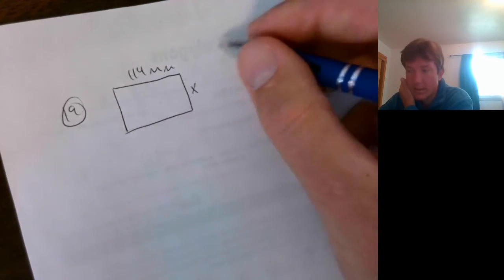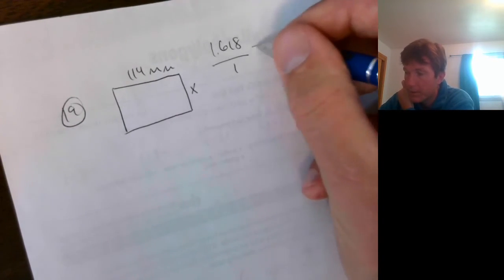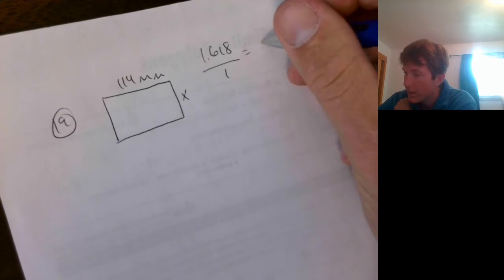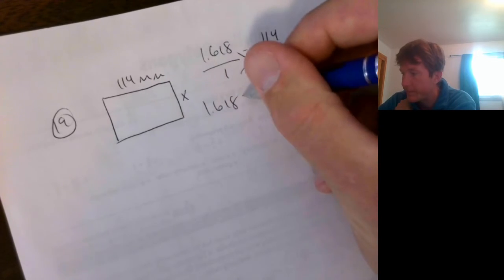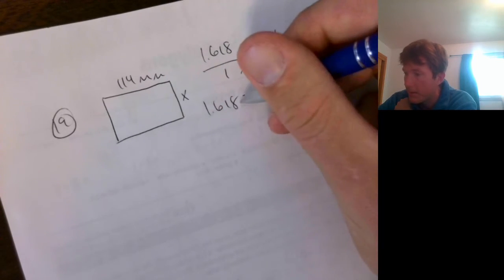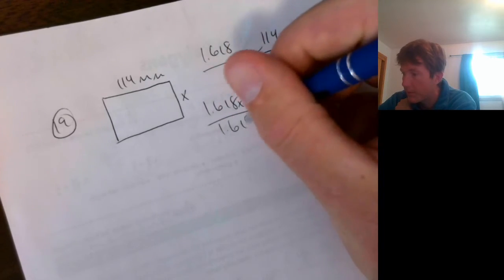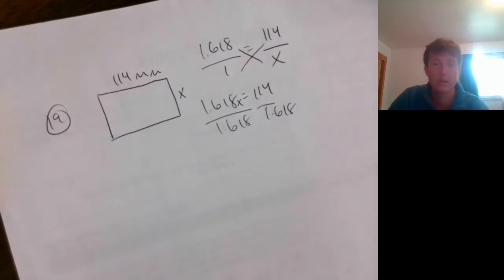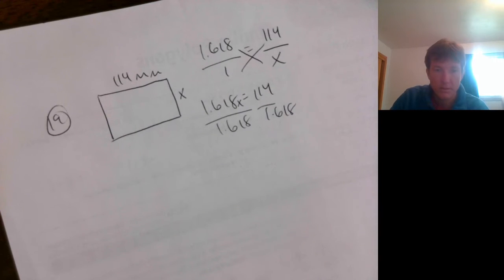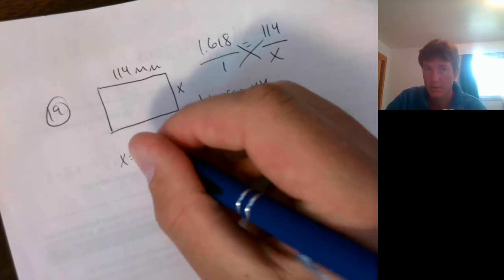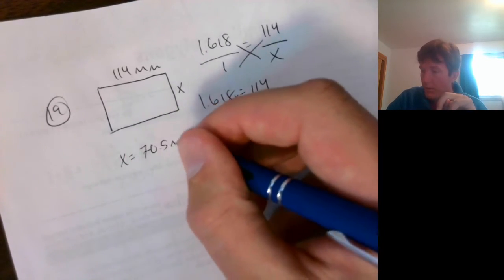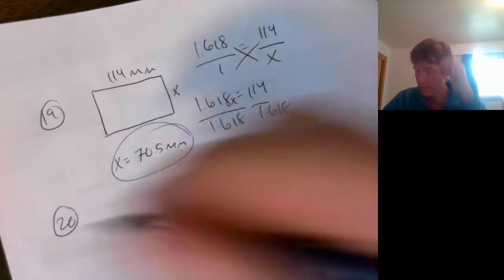So we want to figure out that. Okay, so 1.618 to 1 is our ratio we're working with here. And our long side is 114. I want to figure out what x is. So I cross multiply. And then I'll divide by 1.618. And then it says round to the nearest millimeter. So the shorter side is going to have 70.5 millimeters length.